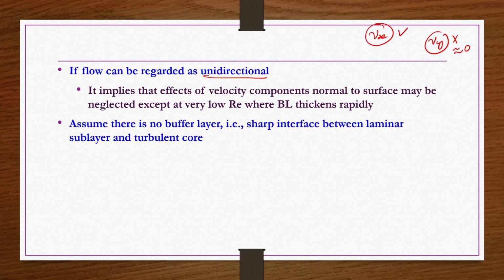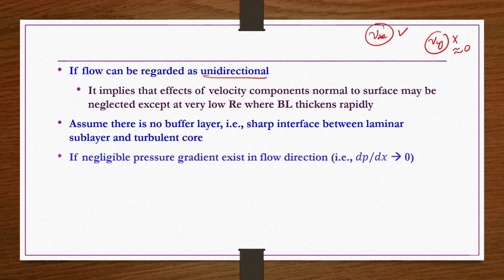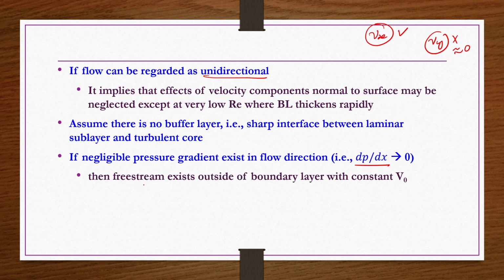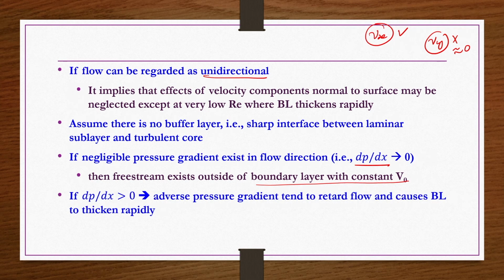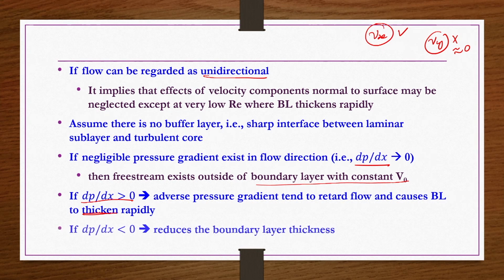Assume there is no buffer layer, that is, a sharp interface exists between the laminar sublayer and the turbulent core. If the pressure gradient is negligible in the flow direction, then the free stream exists outside of the boundary layer with constant V naught. But if the pressure gradient is positive, then the adverse pressure gradient tends to retard the flow and causes the boundary layer to become thicker more and more rapidly. If the pressure gradient is negative, then it reduces the boundary layer thickness.